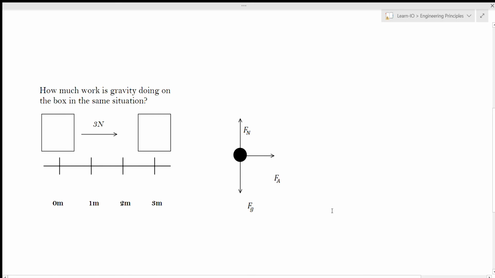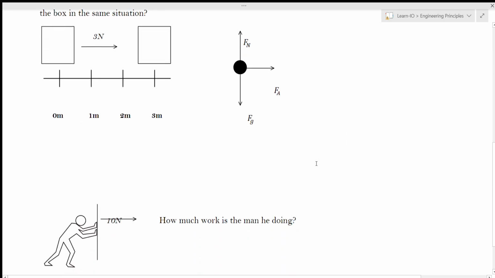Let's think about it. If gravity is acting straight down and the box is moving directly to the right, is the force of gravity being applied parallel to the direction the box is moving? Well, of course not. It's being applied perpendicularly. So the force of gravity can't be doing any work on this box in this situation.